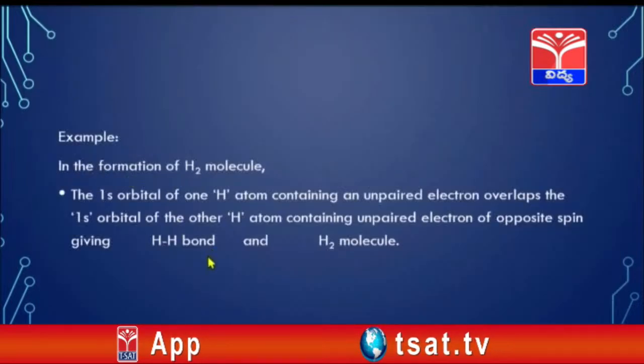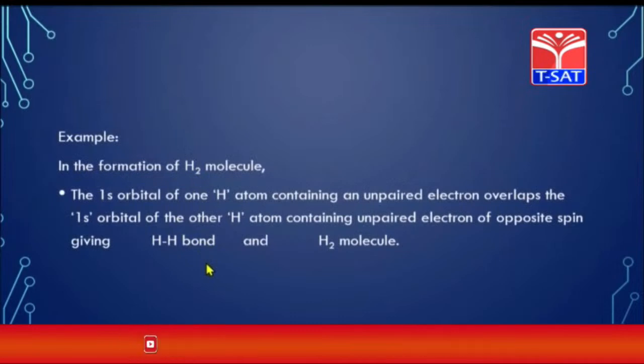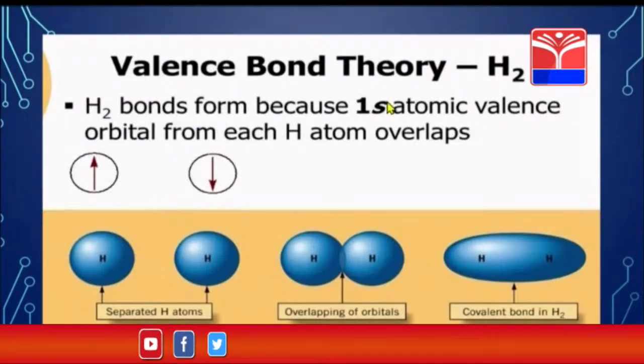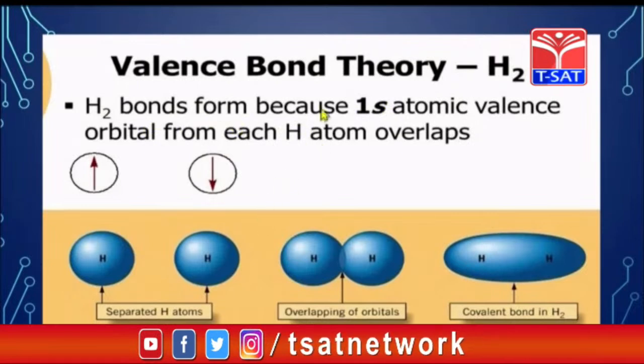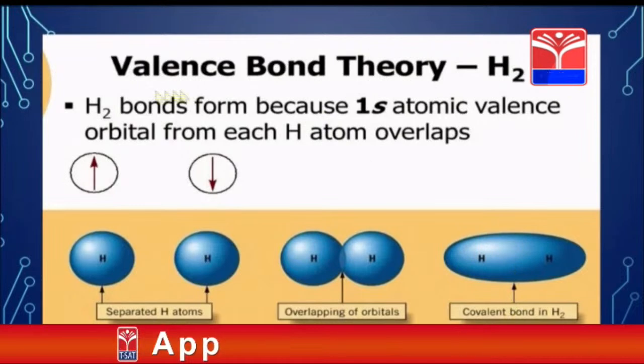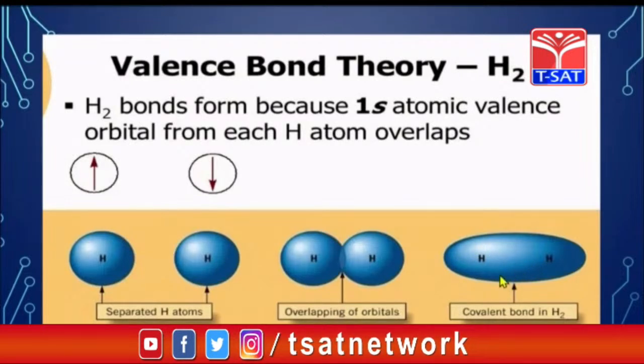So, we have seen the bond formation of hydrogen, children. According to valence bond theory, a bond is formed between the two hydrogen atoms. A sigma bond is formed because one s atomic valence orbital from each hydrogen atom overlaps with the other and forms a sigma s-s bond.